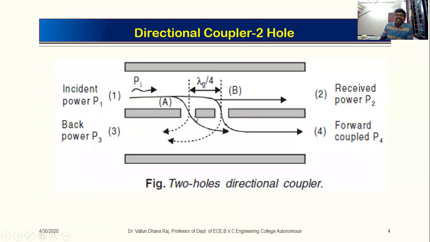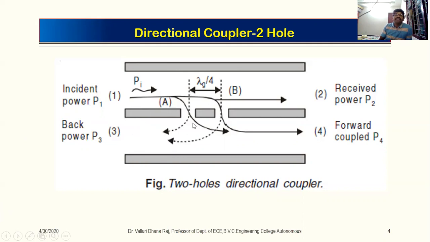So we can say that the two waves are going to be cancelled. Even though it is having 4 ports, usually we are isolating, we are terminating one other port, which happens to be the back port, because the two waves are getting cancelled because of the phase difference. So we can apply here a matched termination.